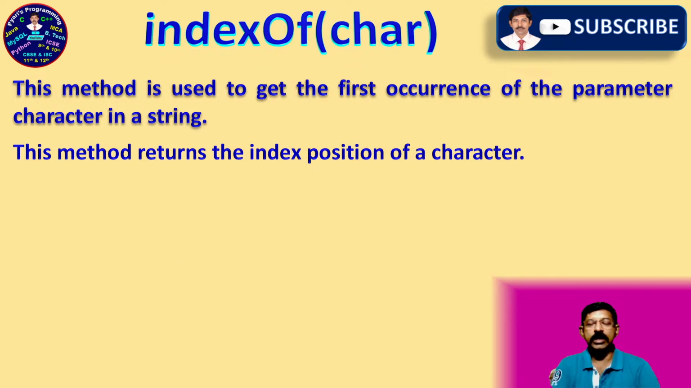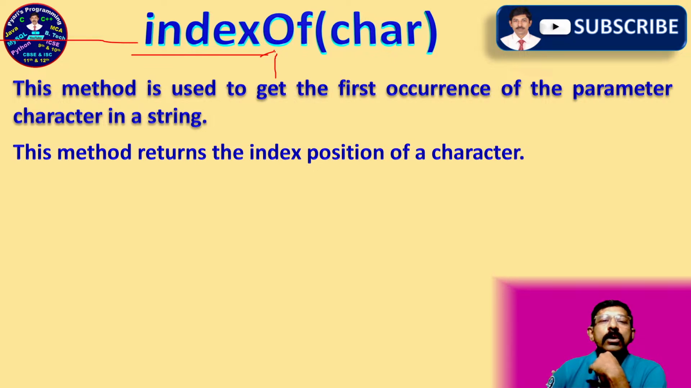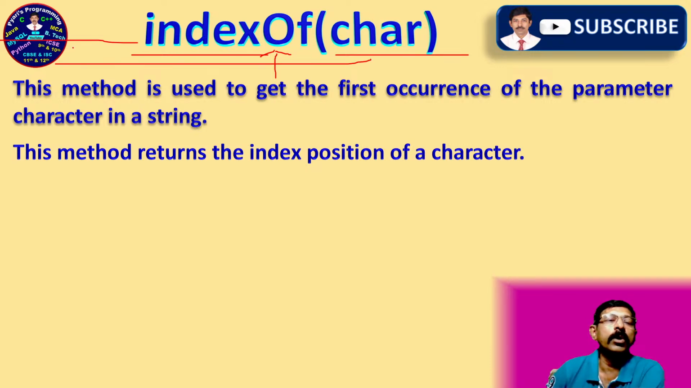Can you create the syntax? From this definition, create the syntax. Again, I am repeating. Method name is indexOf. As per the naming convention, index, and O is capital. Got it? After that, it takes a parameter of type character. It is returning the index position of this character. So obviously the return type will be integer. So create the syntax on your own.